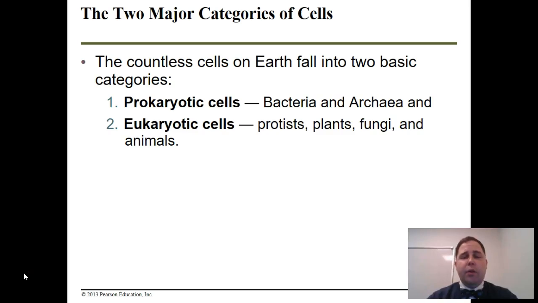You probably know mostly about bacteria, and the key thing about prokaryotes is that they're not going to have a nucleus. So pro means before, karyo is kernel. So prokaryotic is before it had a kernel inside, before cells had a nucleus. So bacteria and archaea do not have a nucleus inside. And then the other category is going to be eukaryotic, a true kernel. It's going to have protists, plants, fungi, and animals. These things are all going to have nuclei inside of them.